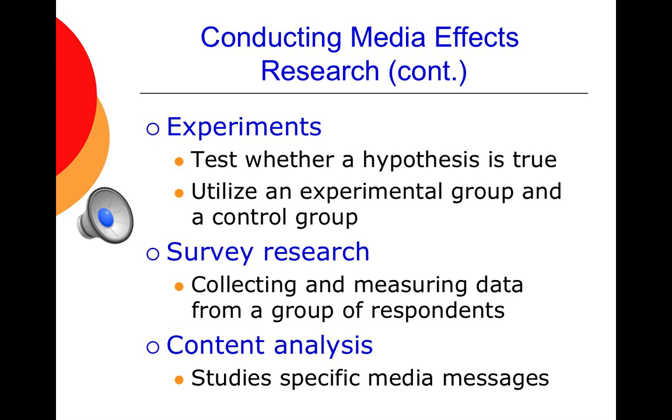And the way that the researcher does this in an experiment is to have two different groups of participants in their experiment. One group is called the experimental group, and the other one is called the control group. The difference between these two groups is that for the experimental group, the researcher will expose that experimental group to the independent variable, all right?